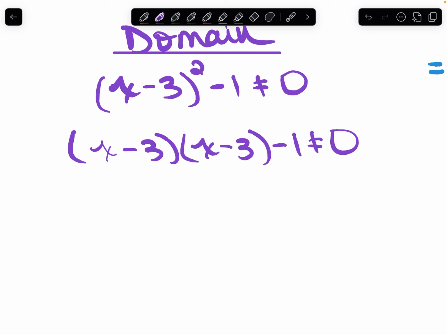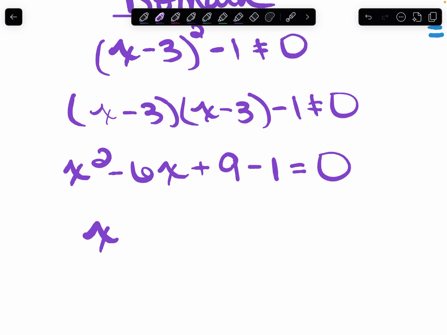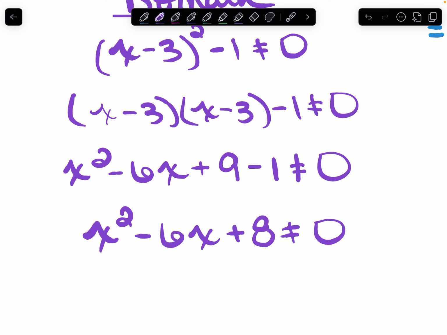All right, so first, outside, inside, last: x times x. Then we've got outside, inside, negative 3x and another negative 3x, so negative 6x. Last times last, double negative is a positive 9. What do we get here? Combine like terms: x squared minus 6x plus 8. So I've got my slash, cannot be 0. Hopefully this thing is going to factor.